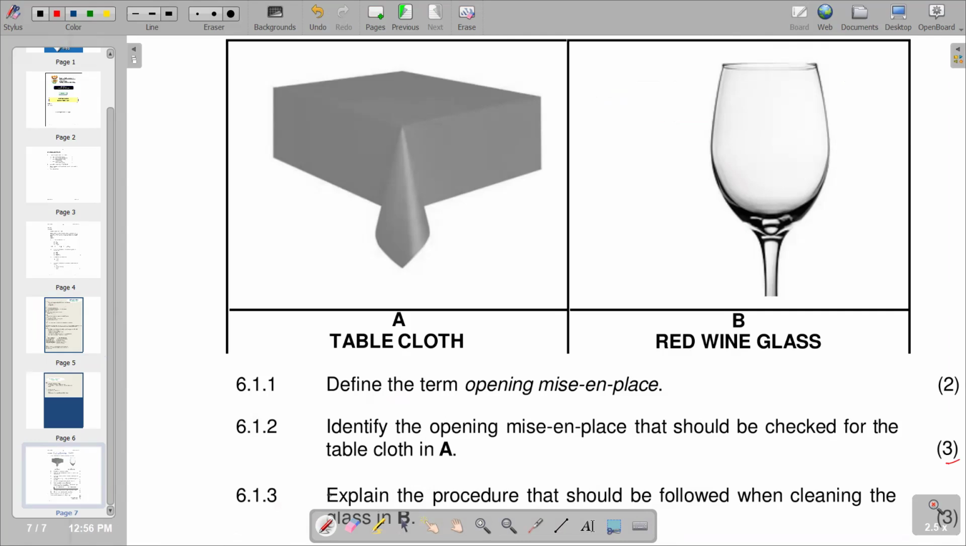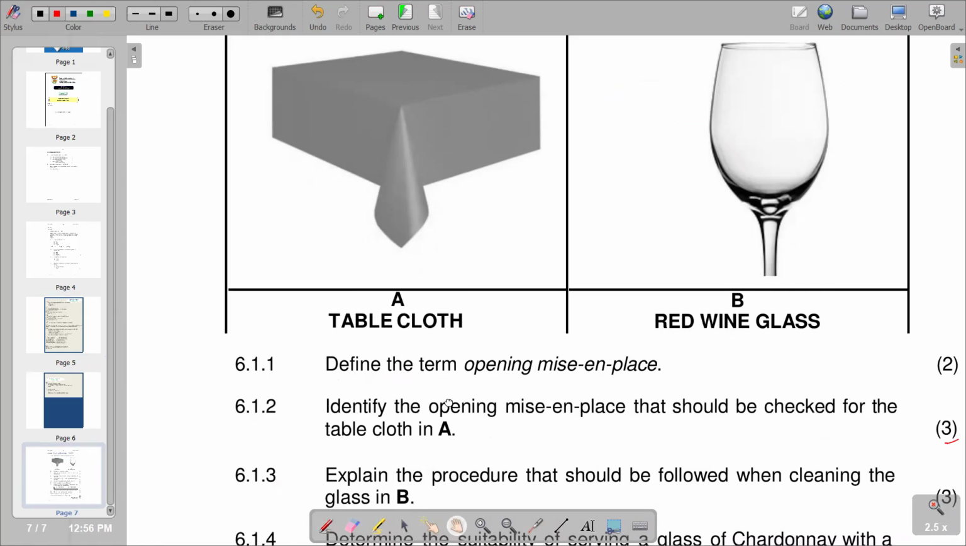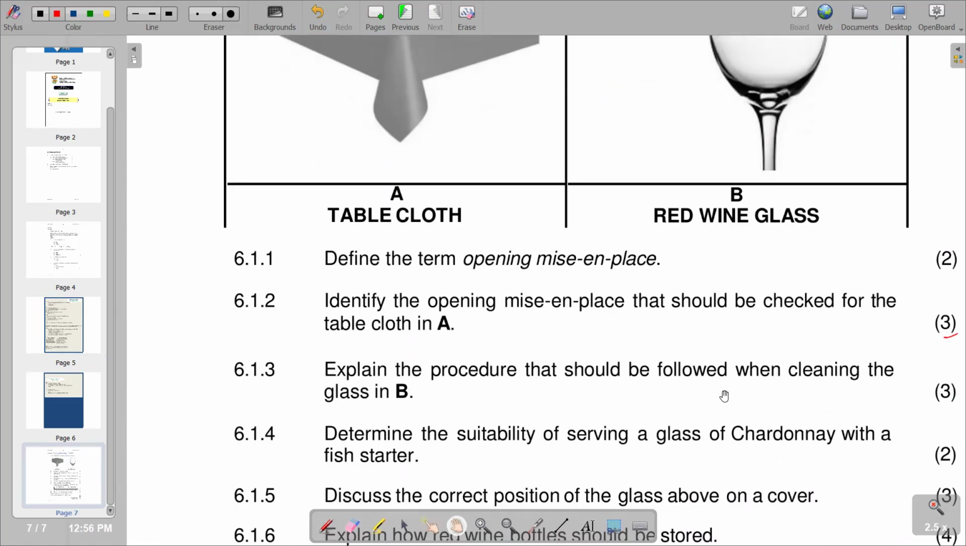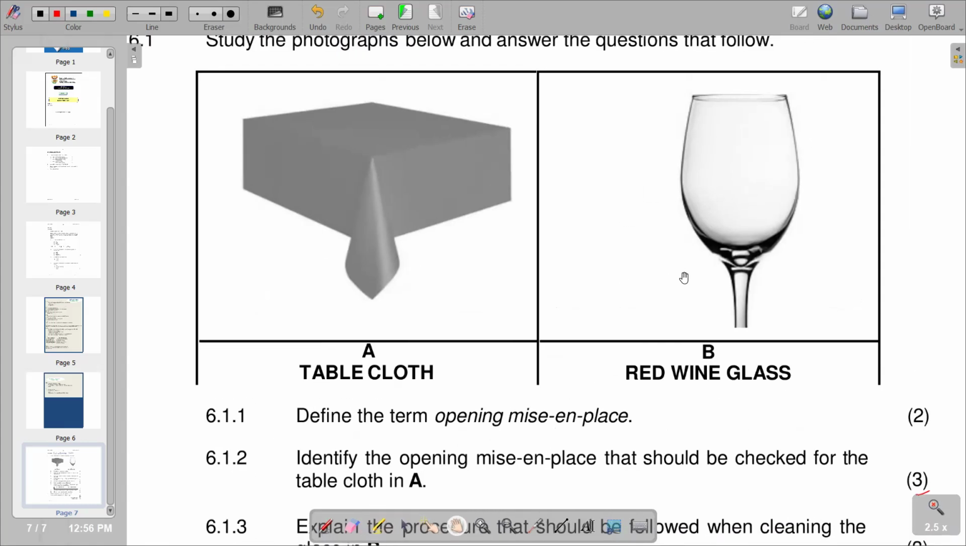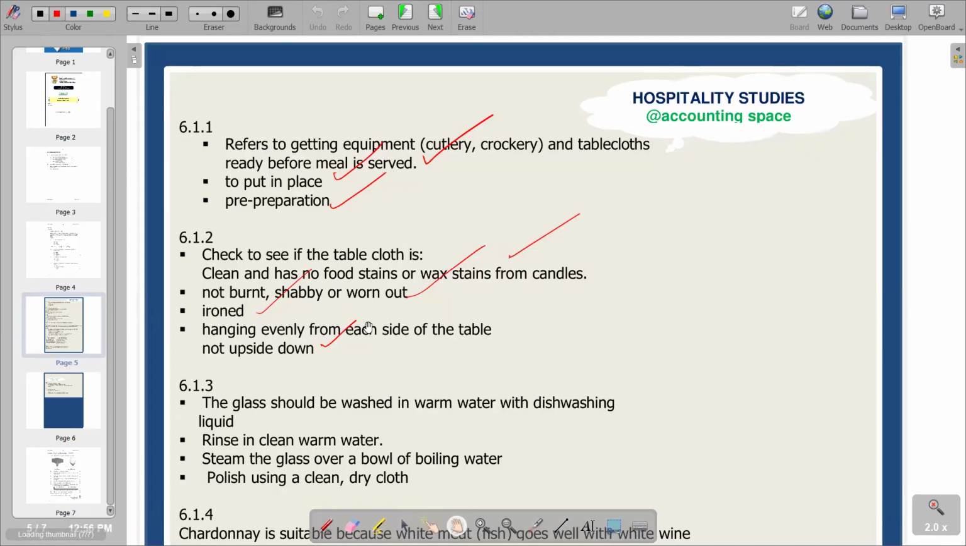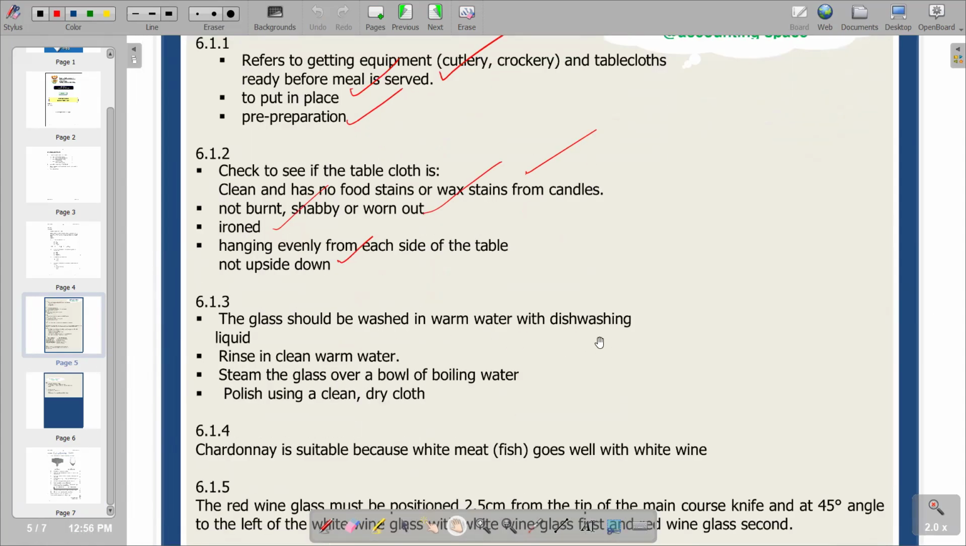We go to the next part of our question, which is 6.1.3. Explain the procedure that should be followed when cleaning the glass in B. So when cleaning this glass B, which is the red wine glass, which procedures should be followed? So basically, we are saying the glass should be washed in warm water with dishwashing liquid. So that's what is required. And then we should rinse in warm water and steam the glass over a bowl of boiling water. Polish using a clean, dry cloth.